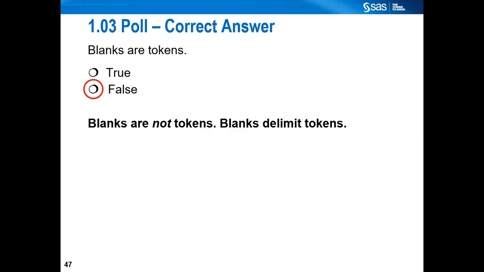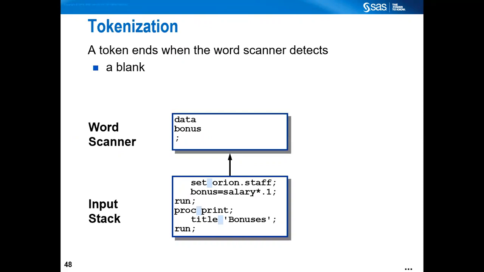Okay, very good. So now, how does it work in tokenization? Look here. A token ends when the word scanner detects a blank. See, between data and bonus you have a space. So this becomes one token, this becomes the second token, and this becomes the third token. These two are simple tokens, which we call word tokens, whereas this is your special token. So these are name tokens, and this is a special token.